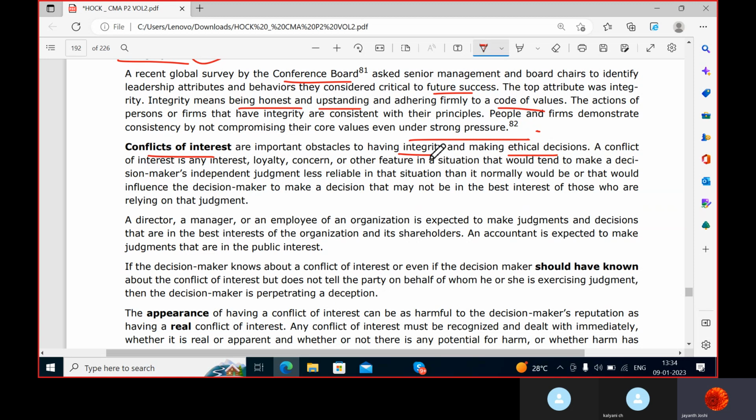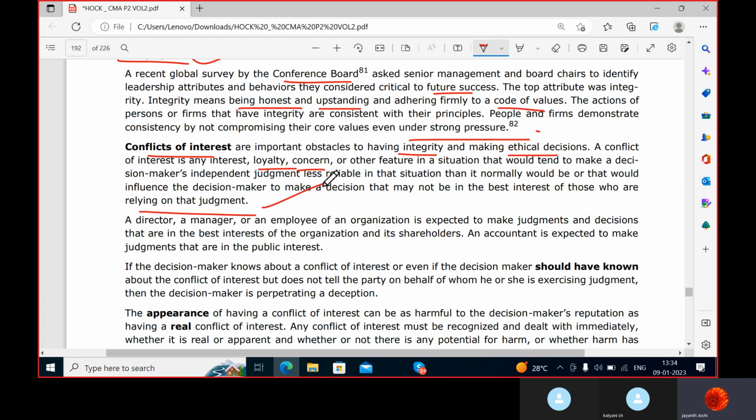So a conflict of interest is any interest, like loyalty, concern, or other feature in a situation that would tend to make a decision maker's independent judgment less reliable in that situation than it normally would be, or that would influence the decision maker to make a decision that may not be in the best interest of those who are relying on that judgment.